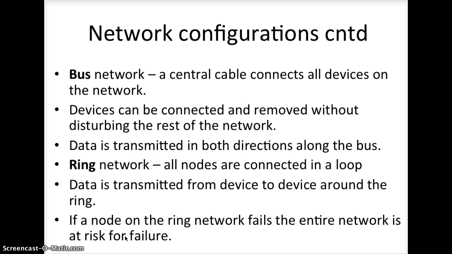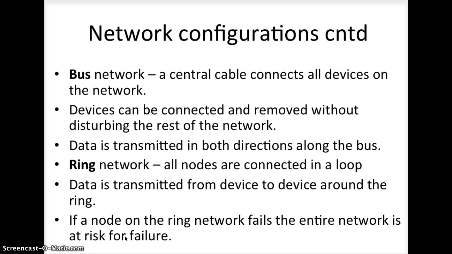A bus network is where there's a central cable connecting all the devices on the network. Devices again can be removed or connected without disturbing the rest of the network. So again, if something crashes or if there's a problem with one of the computers, you could take that off and it doesn't affect the rest of the network. Data can be transmitted in both directions along this central cable.